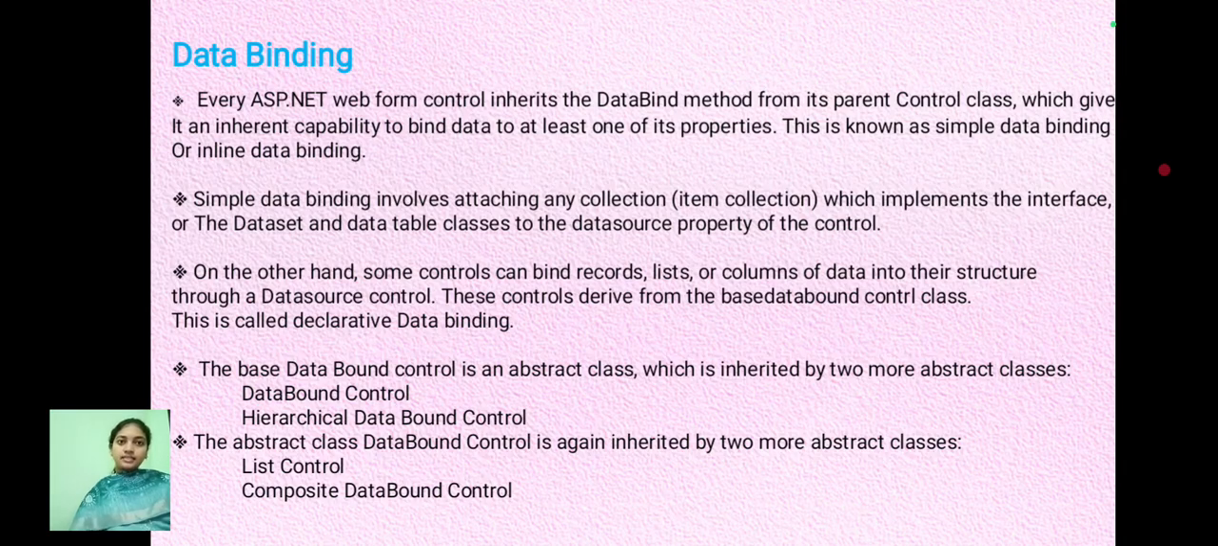On the other hand, some controls can bind records, lists or columns of data into their structure through a data source control. These controls derive from the base data bound control classes. This is called declarative data binding. The base data bound control is an abstract class which is inherited by two abstract classes: data bound control and hierarchical data bound control. The abstract class data bound control is again inherited by two abstract classes: list control and composite data bound control.